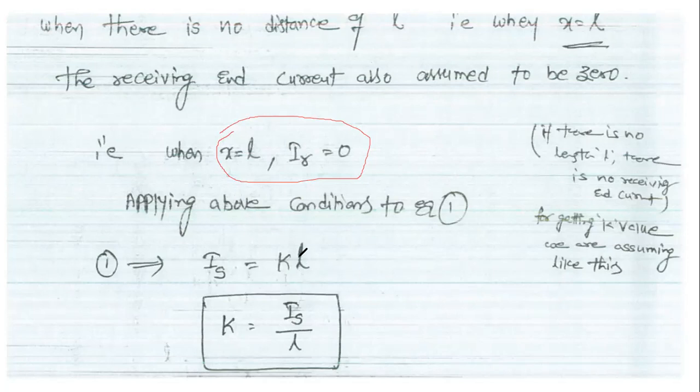Then Is is equal to K into L. The sending end current is equal to K into L. Therefore we are finding the K value, that is K equal to Is by L.